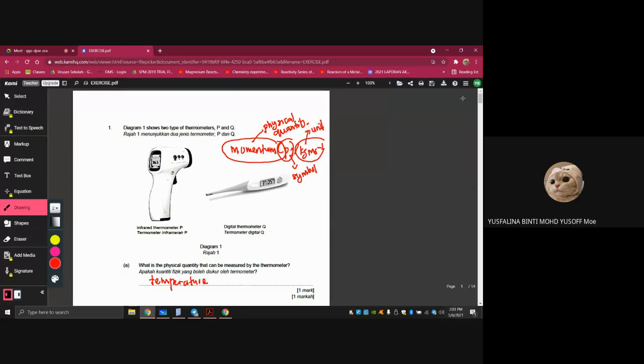So remember when you draw a graph, this part you must have a symbol and also a unit. Let's say the momentum P, kg m s^-1. That's how you label the graph. So that is for question A.